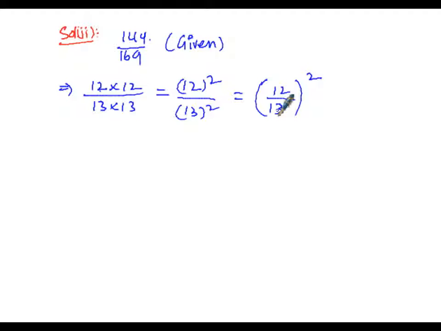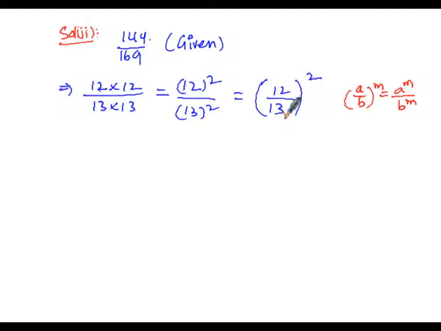Here I utilize one identity: (a/b)^m can be written as a^m divided by b^m. Here the exponents are the same, so I wrote the exponent as a single power m, and the bases as a divided by b. Similarly here, 12 squared and 13 squared have the same exponents, so I wrote 2 as the single exponent and the bases as 12 divided by 13.